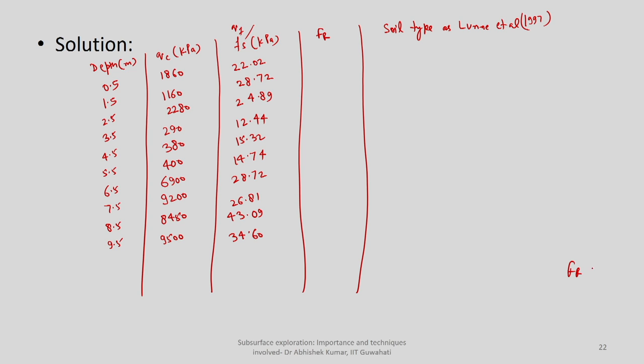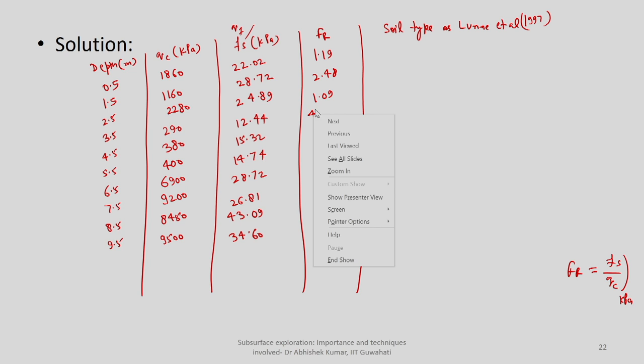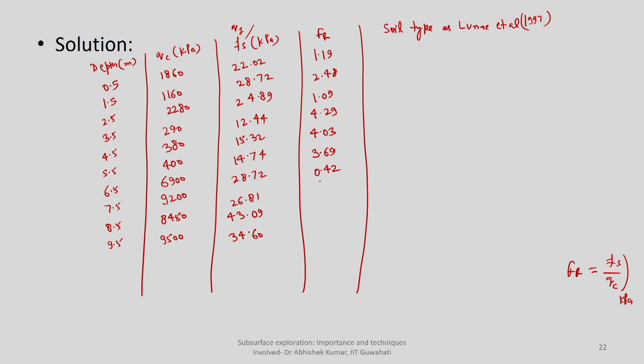Then you determine the value of FR equals FS over QC. Both are given in the same unit. I am using kPa here. So how much is the value of FR you will get? It will be 1.19, 4.49, 4.02, 4.03, 3.69, 0.42, 0.29, 0.51, 0.36.